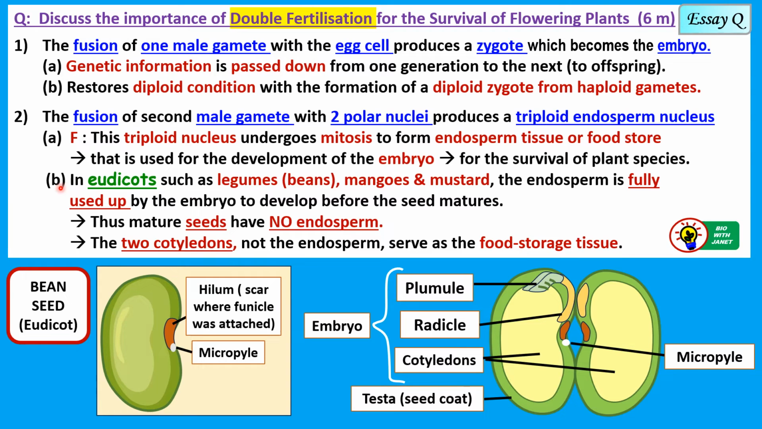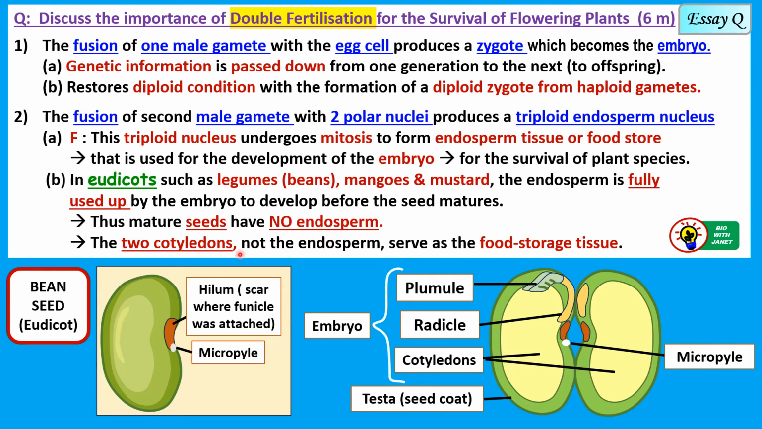Now, next we come to two types of flowering plants, the eudicots and the monocots. In eudicots, such as legumes, the bean plants like the green bean, mangoes and mustard, the endosperm is fully used up by the embryo to develop before the seed matures, right? So when the seed has matured and is formed completely, the mature seed will have no endosperm because all the endosperm has been used up by the embryo for development.